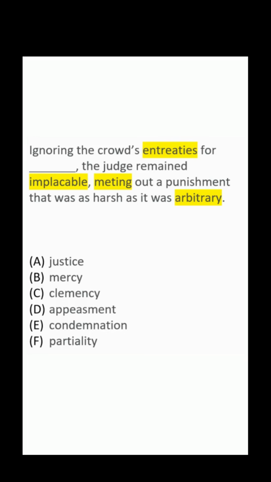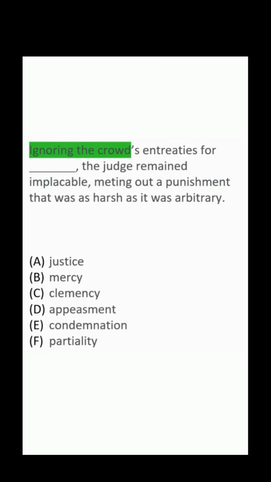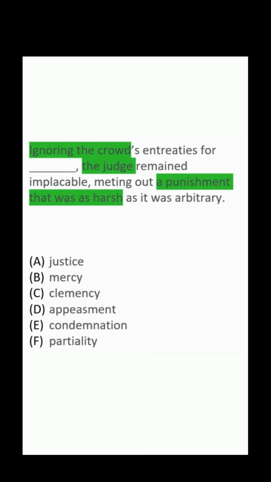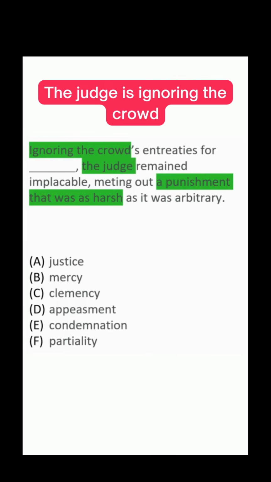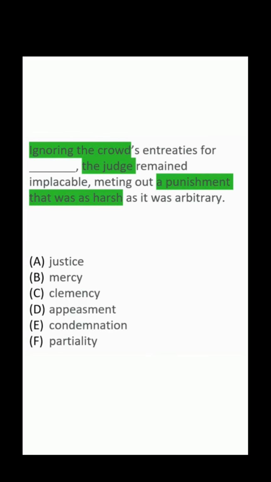They are meant to make us feel like this question is going to pose quite a challenge for us. But one of the things we can do is to focus on the easier parts of the sentence. So let's do that. We've got ignoring the crowd, we've got the judge, and we've got this punishment associated with the judge that was harsh. So we can put together that the judge is ignoring the crowd and deciding to punish someone harshly anyway. And now we need to think about, well, what's a word that would work for the blank? And if the judge is being harsh and ignoring the crowd, then the crowd is probably asking the judge to not be too harsh. And with that, we dive into our answer choices.